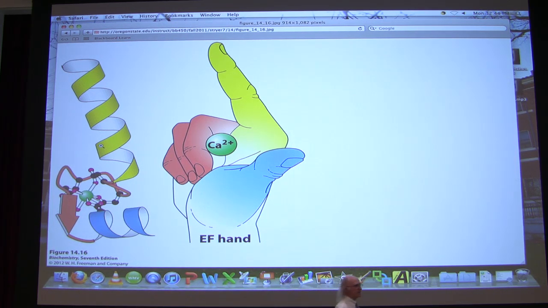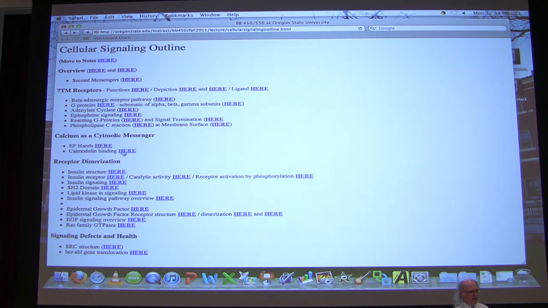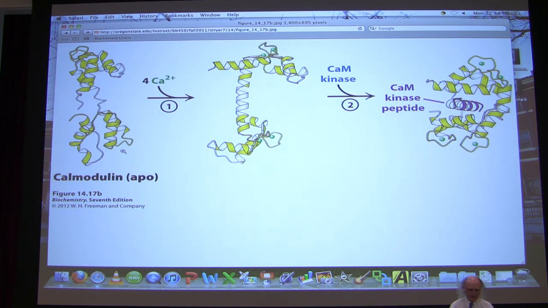One of the most abundant calcium-binding proteins that we have inside of cells is known as calmodulin, C-A-L-M-O-D-U-L-I-N. Calmodulin binds to calcium. It has EF hands. The binding of calcium by calmodulin induces, not surprisingly, a big structural change in calmodulin. Here's calmodulin without calcium bound to it. Here's calmodulin with calcium bound to it. We see that the binding of calcium induces a big structural change. And that big structural change allows calmodulin to interact with, in this case, something called CAM kinase that it couldn't interact with before.